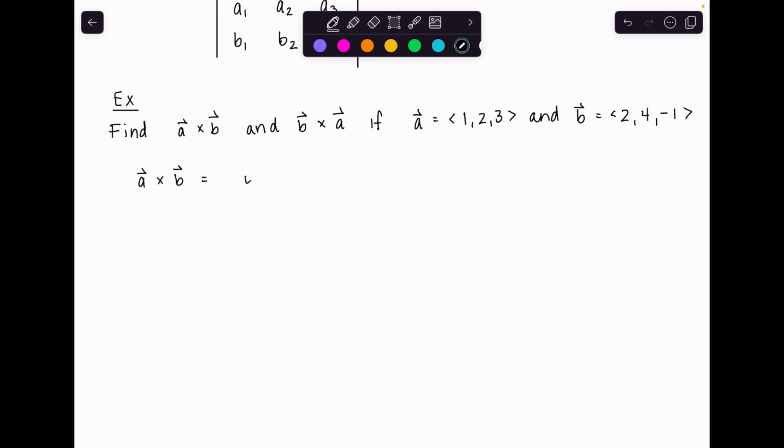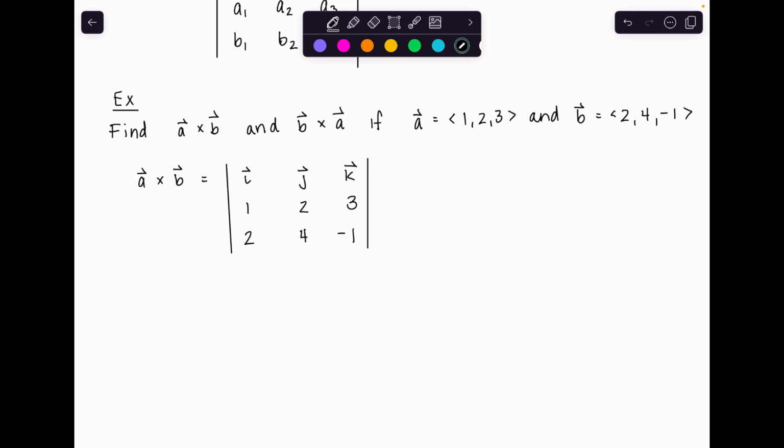So immediately I go ahead and I put I, J, K on my top row. A comes first, so I'm going to put that in the second spot. So that's 1, 2, 3. B comes second, so that goes into the third spot. And I want to go ahead and take the determinant of this matrix.